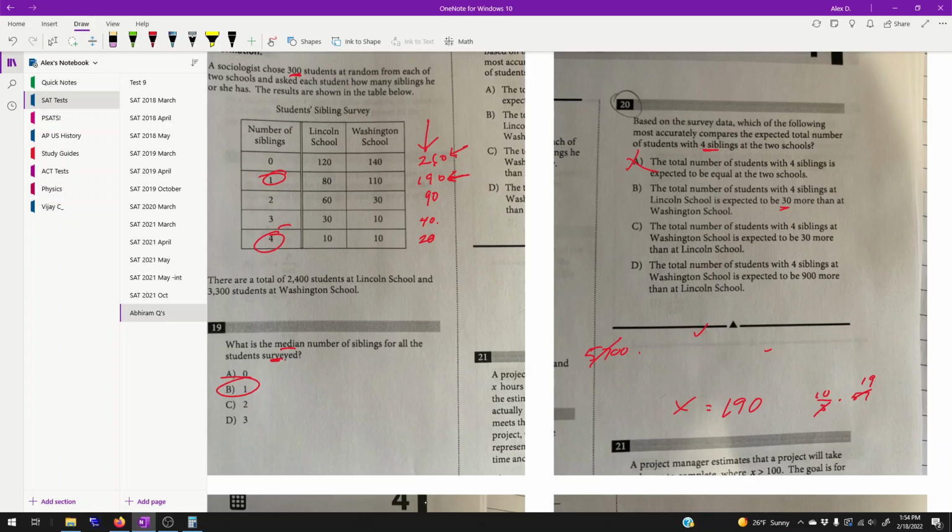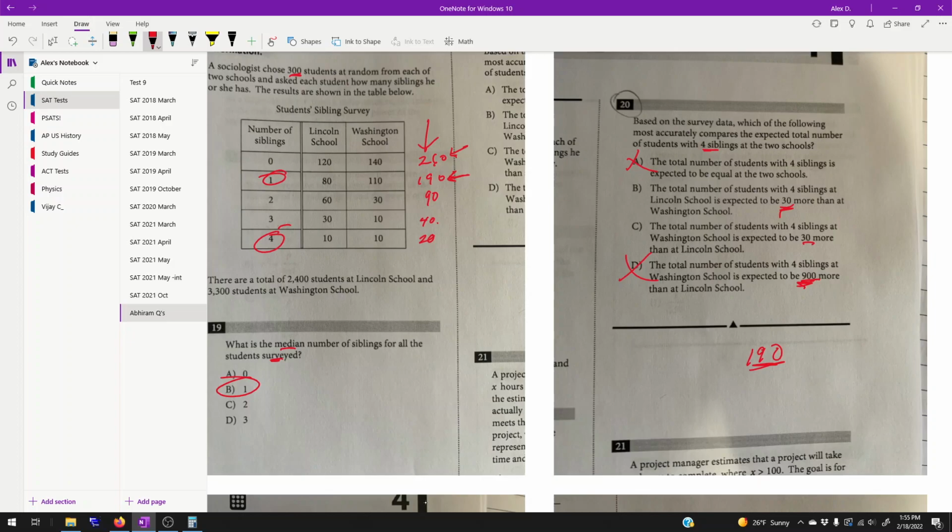Let's erase all of our math down here. Total number of students with 4 siblings at Washington is expected to be 30 more than Lincoln. So we don't actually have to calculate that because they just flip it. Total number of students with 4 siblings at Washington is expected to be 900 more. So that was only 190 that had 4 siblings at all. So 900 more doesn't make any sense. Between the 2 schools, there are only 190 kids predicted to have 4 siblings. So that's kind of an absurd comparison.